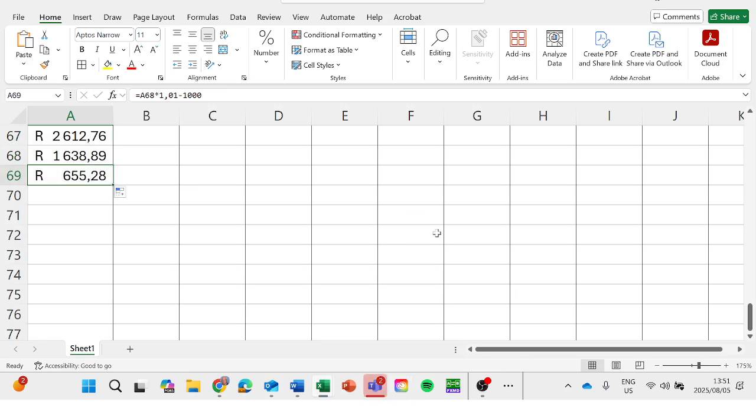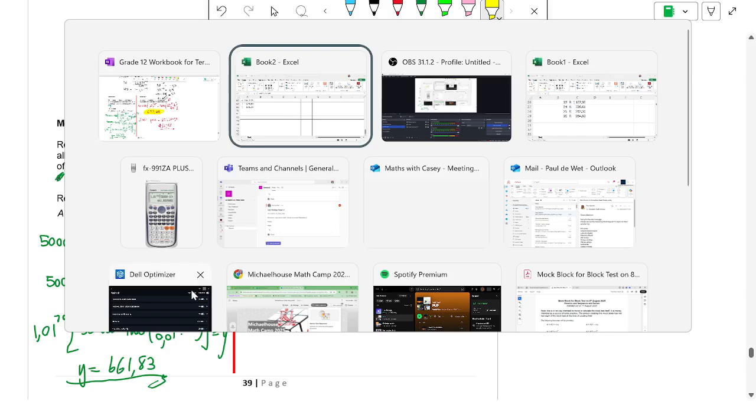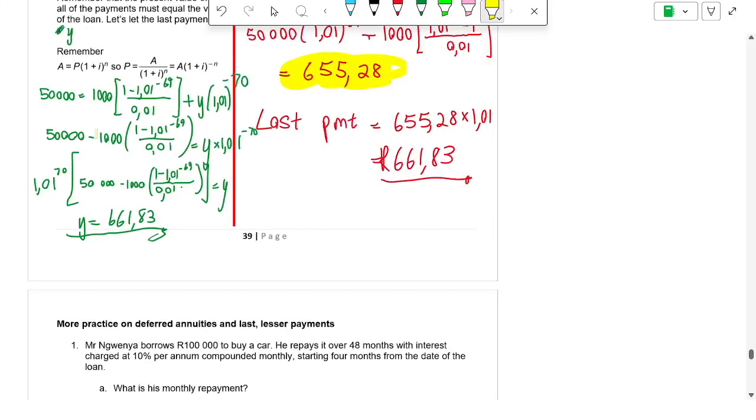And I just want to go back to here. And that 655 and 28 is the number that we got here with the second method. Right. And then what happens is one more month's worth of interest gets added. So if we go back to the spreadsheet quickly, we'll see if we now take that number and add 1% to it, in other words, multiplied by 1,01, then we get 661,83. And 661,83 is the amount of that last smaller payment. Okay, all right, we hope that's helpful.